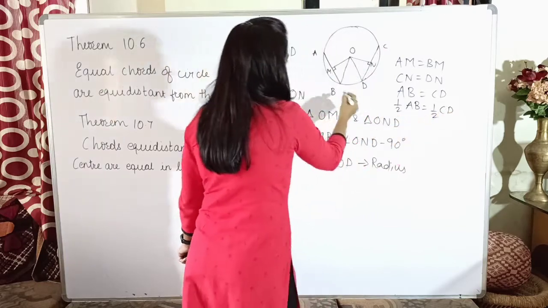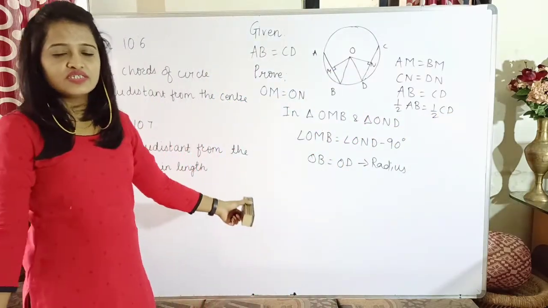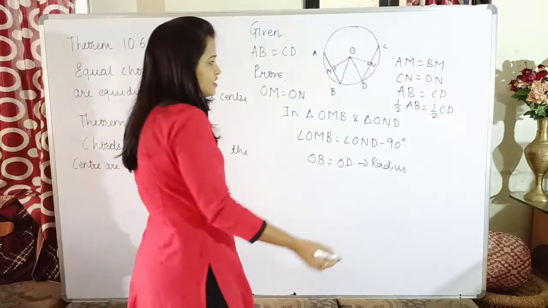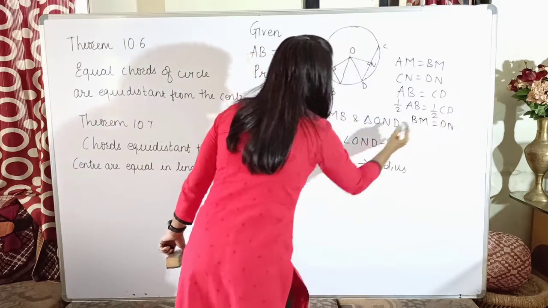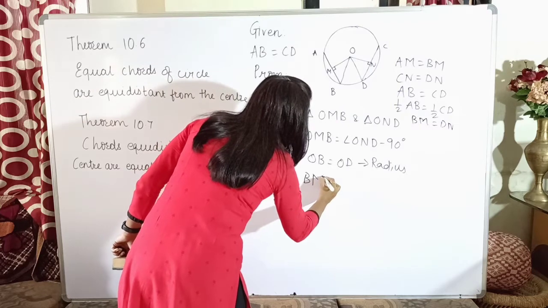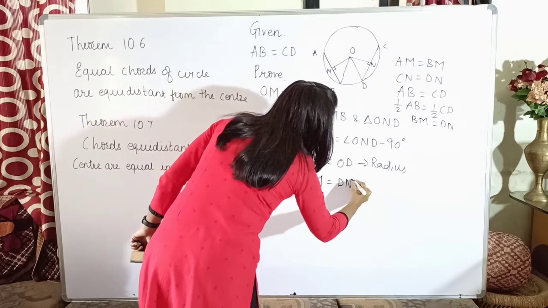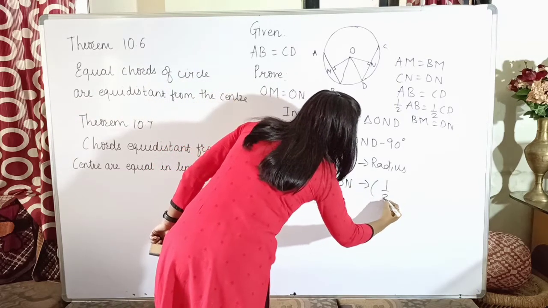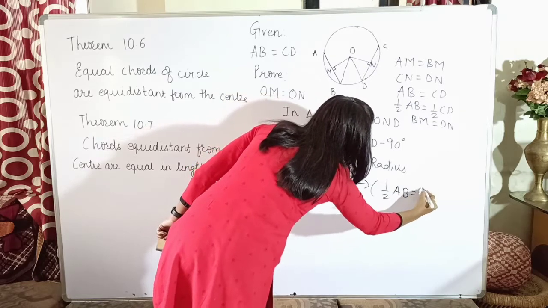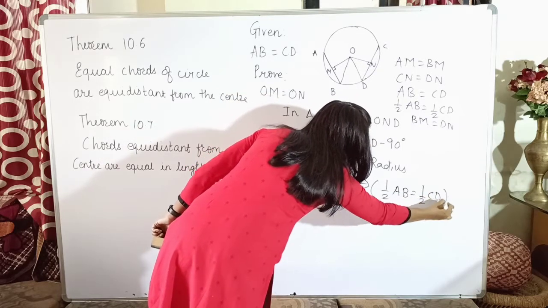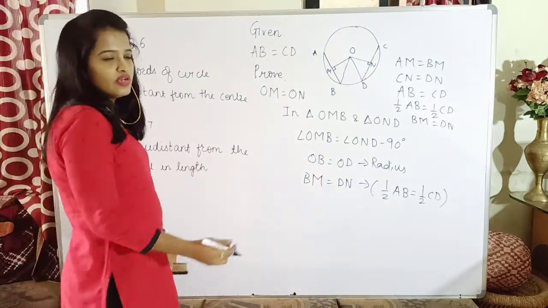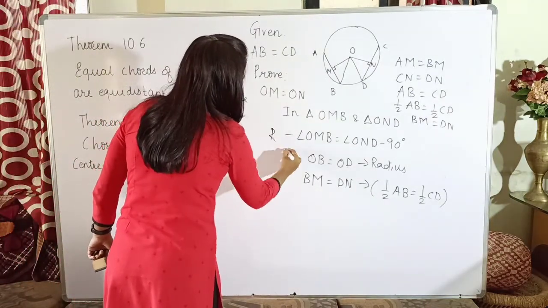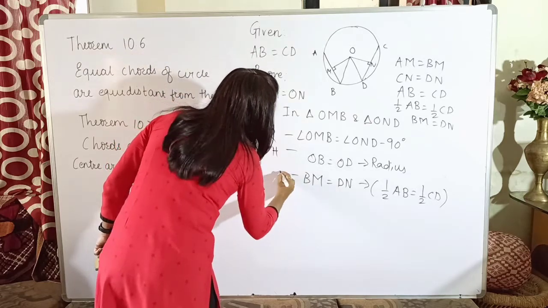Yes. Now half of AB means I will consider BM, because that is the part of my triangle, which means BM equals DN, and hence I can write here BM is equal to DN. In the reason you can specify half AB equals half CD. Now which is the congruency? One angle 90 degrees, hypotenuse equal and one side equal. So the congruency is RHS.